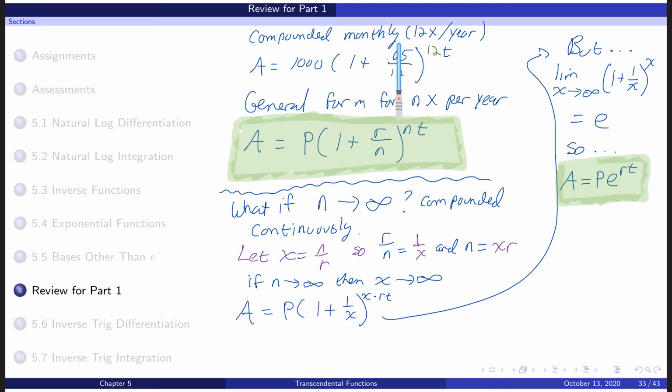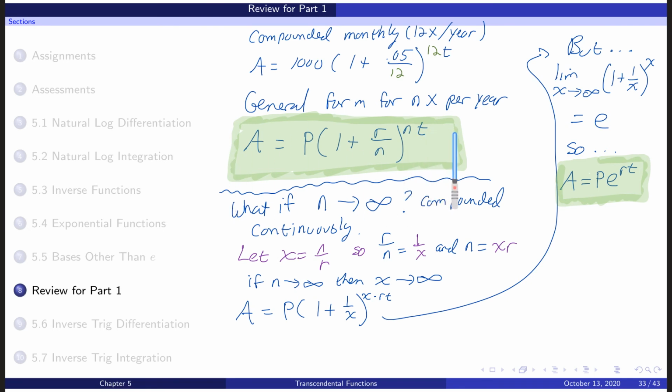Continuing that pattern, if you have something that's compounded monthly, monthly is 12 times a year, your 5% is going to get split into 12 equal percentages, but then you're going to compound it 12 times per year. So the general form is you start with the principal, you take your interest rate, divide it by the number of compoundings per year, and then you take the number of years t and multiply by the number of compoundings per year n. So that's the general form.